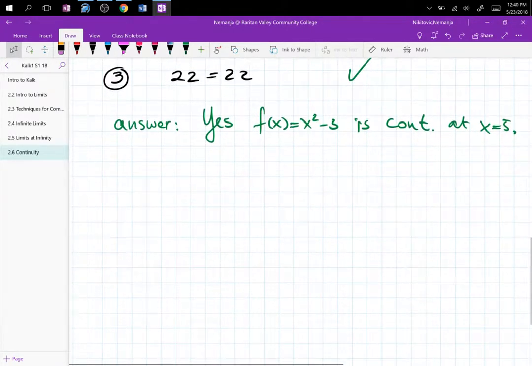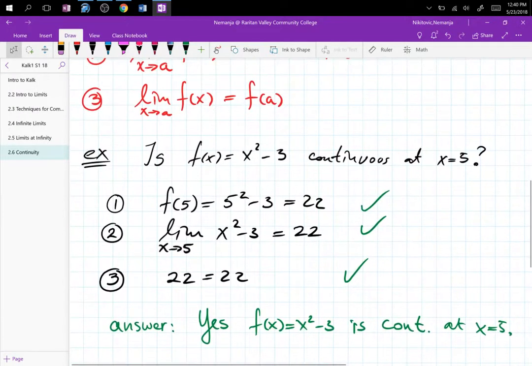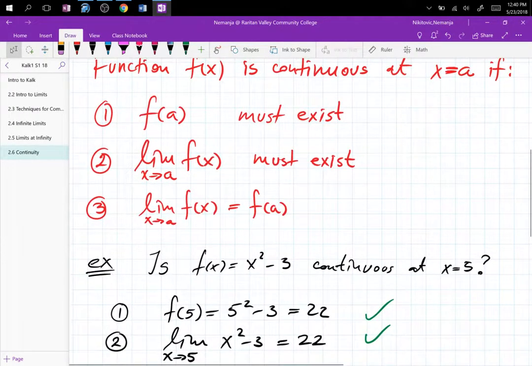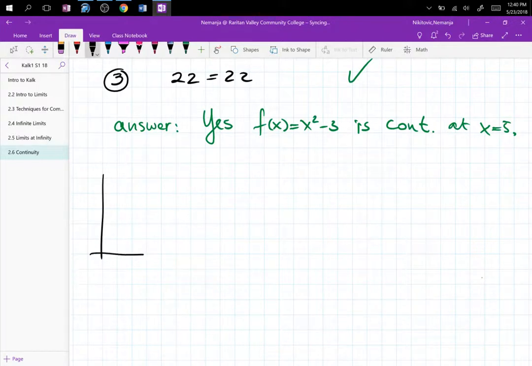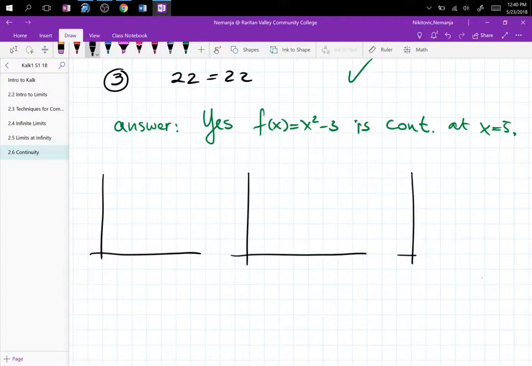Now, what does it mean to be discontinuous? Well, clearly, in that case, one of these 3 fails. And I'm going to draw 3 graphs and ask you to try and tell me which of the 3 rules fails on these graphs.